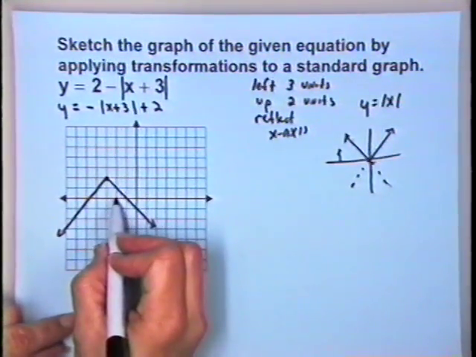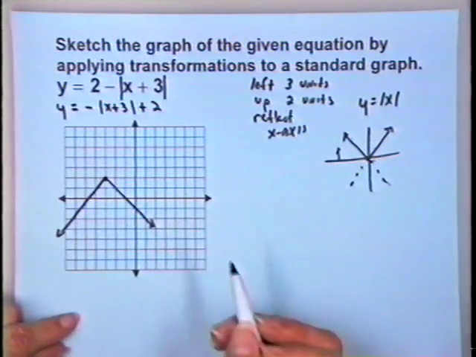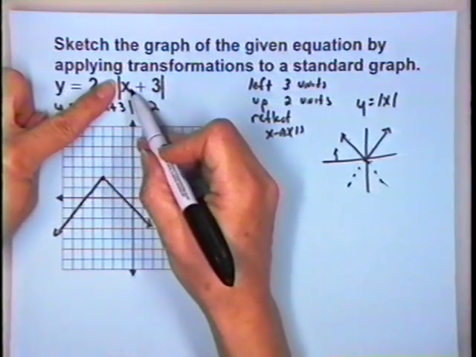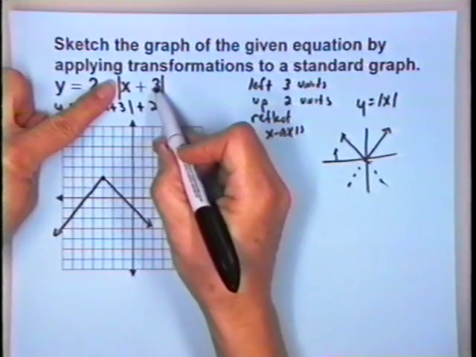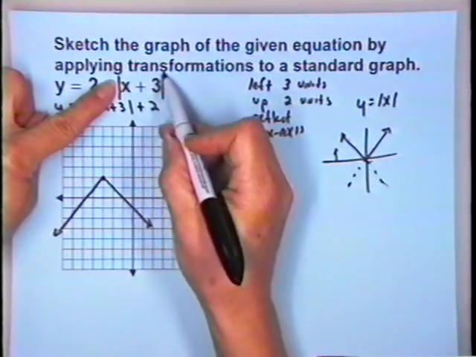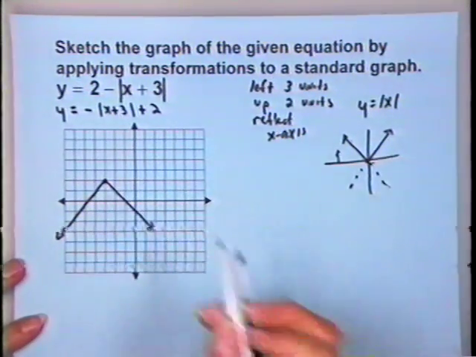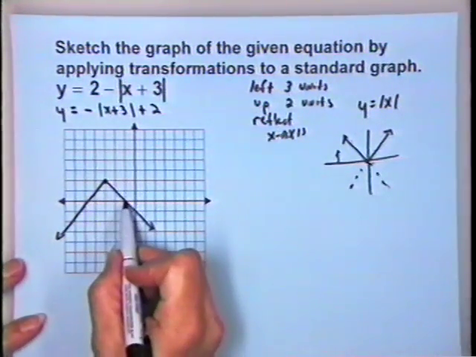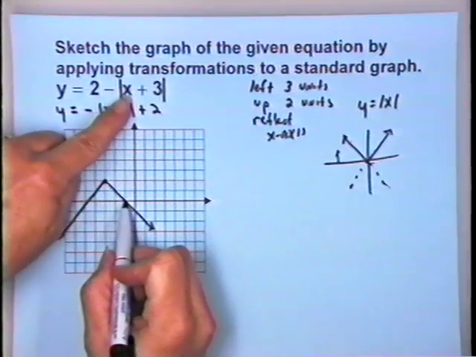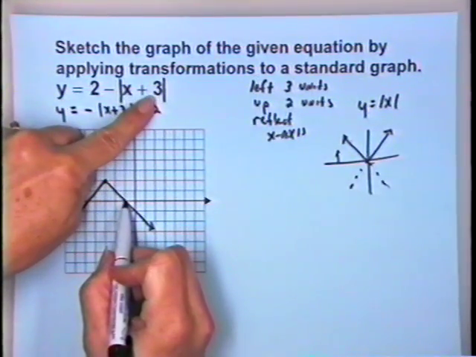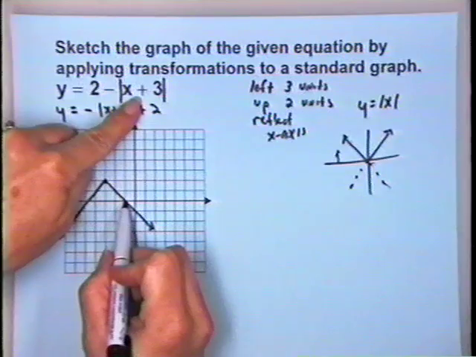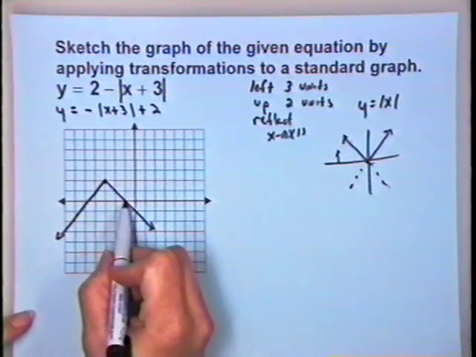Right here, x is negative 2, and I have a y value of 1. Let's check that. If x is negative 2, negative 2 plus 3 is 1. What's the absolute value of 1? It's 1. What's 2 subtract 1? It's 1, isn't it? Look at this one right here. When x is -1, -1 plus 3 is a 2. The absolute value of 2 is 2. 2 subtract 2 is 0.